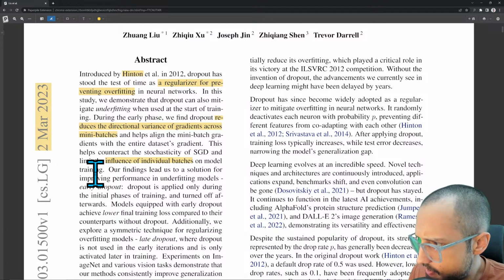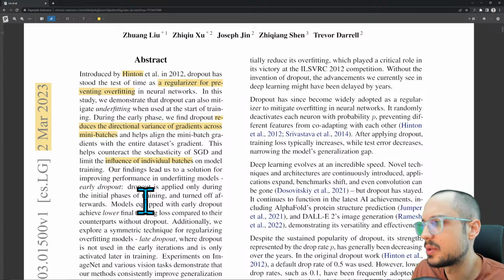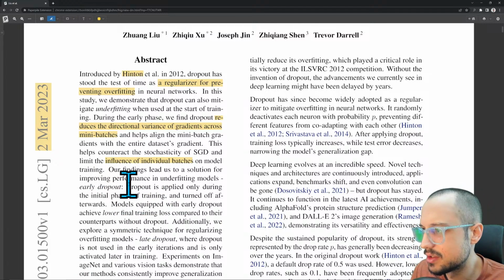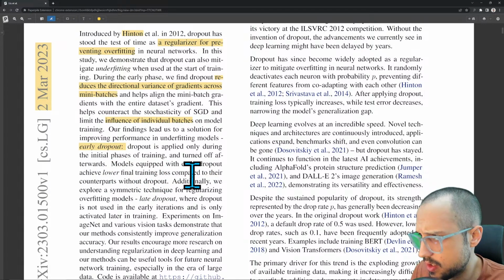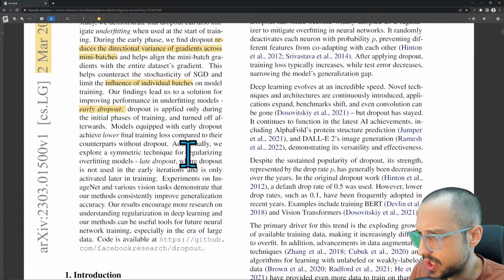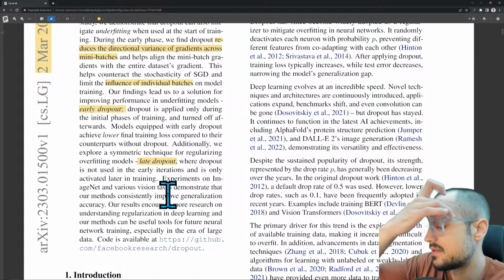Findings lead us to a solution for improving performance in underfitting models: early dropout. Dropout is applied only during the initial phases of training and turned off afterwards. Models equipped with early dropout achieve lower final training loss compared to their counterparts without dropout. Then we explore a symmetric technique for regularizing overfitting models called late dropout, where dropout is not used in the earlier iterations and is only activated later in training.